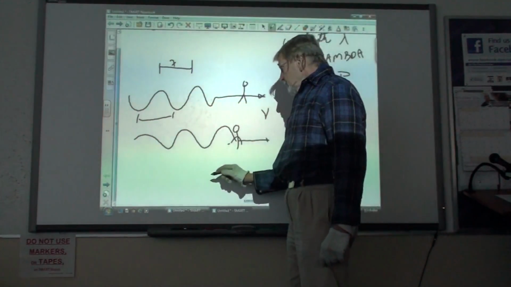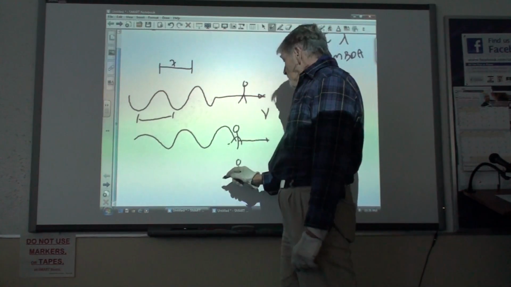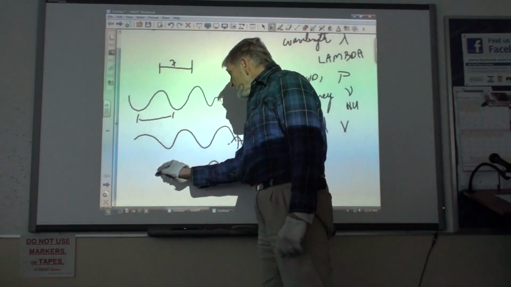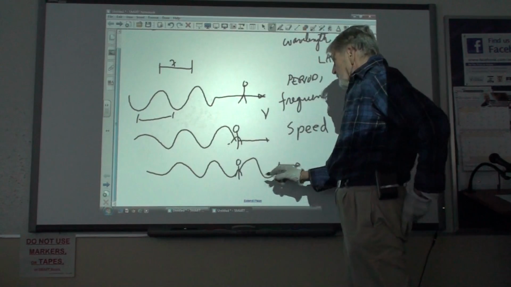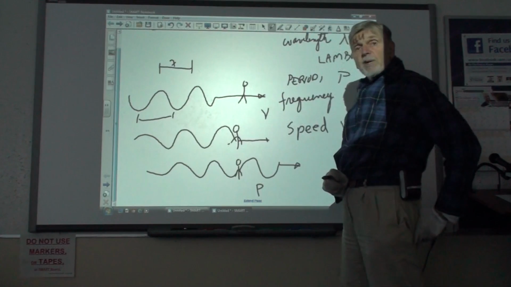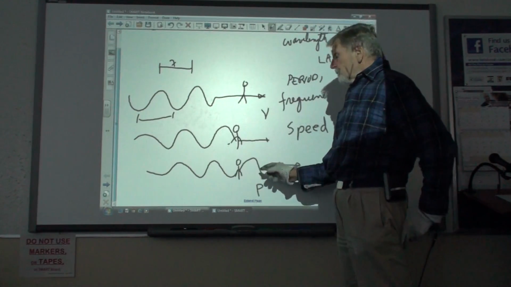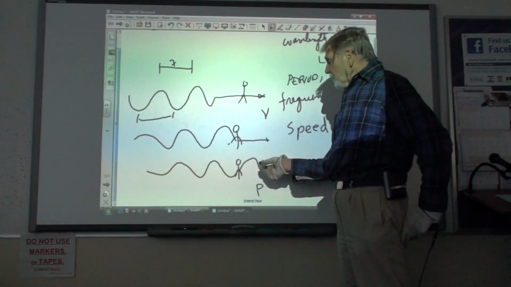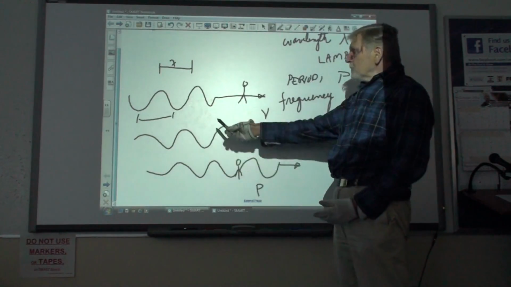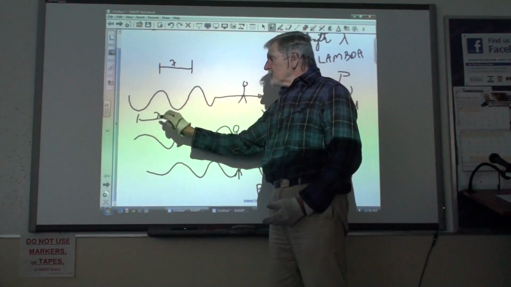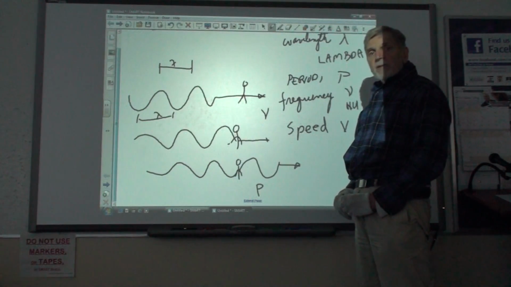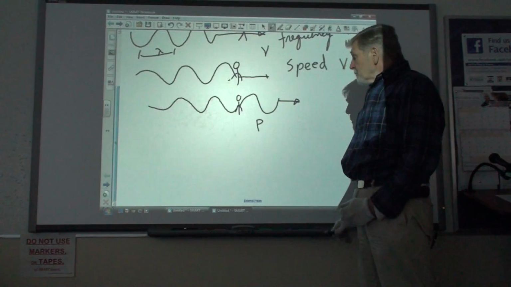And now if we wait just a little bit longer, you're still standing in the same place, then one wavelength has passed you by, and the rest of the wave is still coming in your direction. So now one wavelength has passed you by in a certain amount of time. The amount of time that it takes for one wavelength to pass you by, we designate as the period of the wave. It's the amount of time for one wavelength to pass a fixed point. So now we have introduced the wavelength, which is the distance between any two similar points in the wave, and the period, which is the amount of time that it takes for one wavelength to pass a given point.